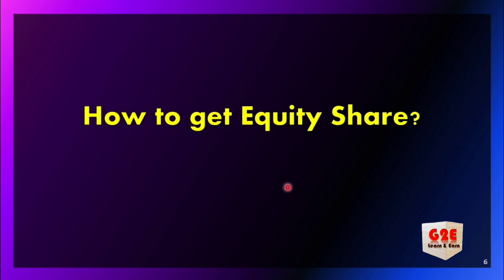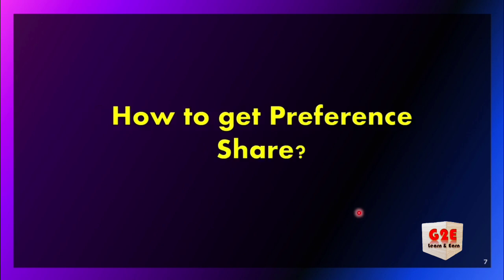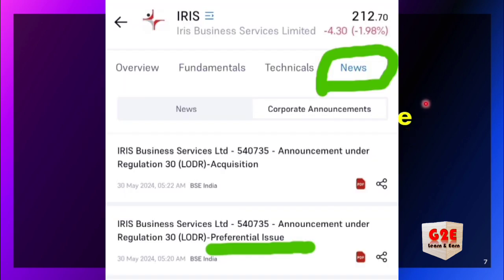And now we are looking at preference shares. So how do we get preference shares? This will be the big question mark. There is not much data available on how we get preference shares. This you will get from your secondary market's respective company news page. Okay, I will show you over here.